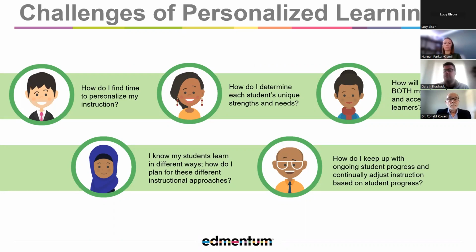And here's just a selection of the questions that we've received from educators, which I'm sure will resonate with some of you. So how do I find time to personalize instruction? How do I determine each student's unique strengths and needs? How will I reach both my struggling and accelerated learners? I know my students learn in different ways, but how do I plan for these different instructional approaches? And then how do I keep up with ongoing student progress and continually adjust instruction based on student progress? The Exact Path learning path enables you to do all of these things.